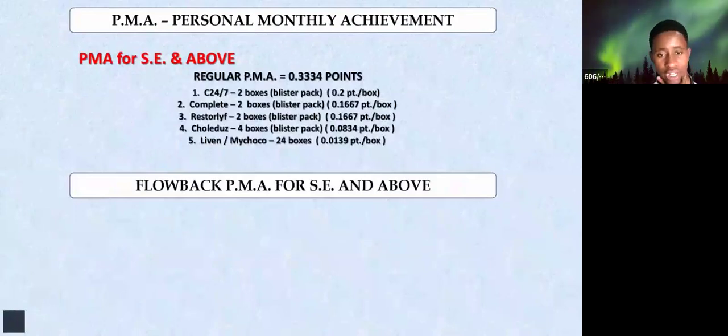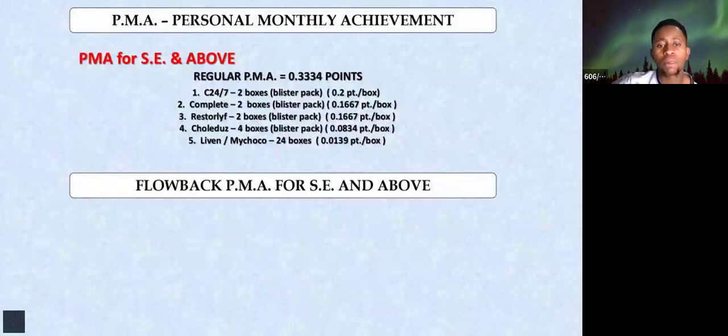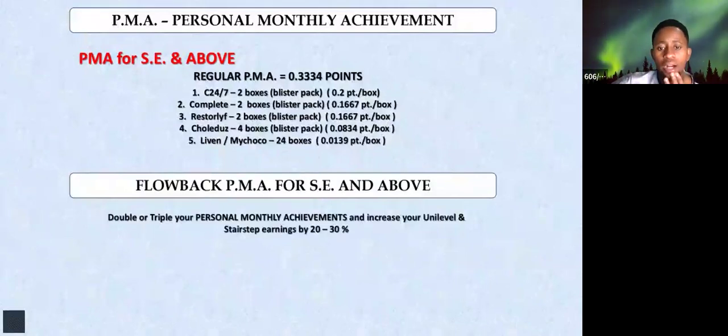PMA for silver executives and above should be at least 0.3334 points. These may be 2 C24/7, 2 Complete, or 2 Restore Life, or 4 Coleduce boxes, or 24 boxes of My Choco, or 24 boxes of coffee. For me, I recommend going for C24/7 and Angel E. Double and triple PMA, I already explained that.